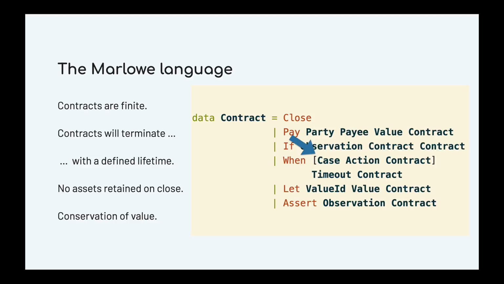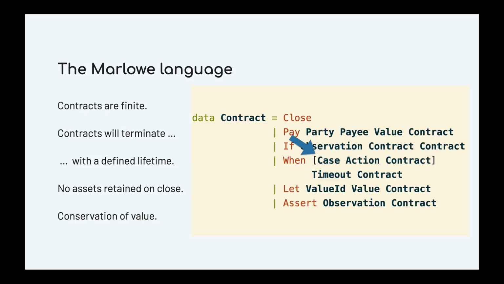The first of those is a list of action contract pairs, a list of cases. Let's think what it represents. What the when construct does is wait for one of a number of actions. And when one of those actions happens, it performs the corresponding contract. So it could be waiting for a deposit, which, if I have a case where the first part of the case pair is a deposit, then we will execute the corresponding second part.